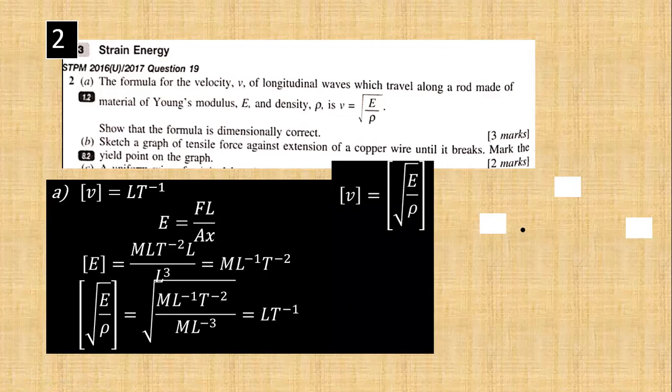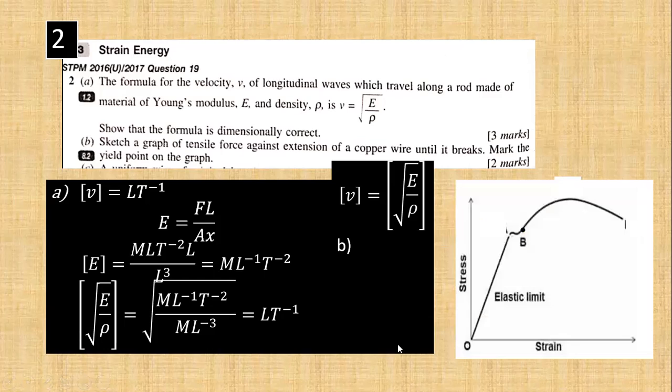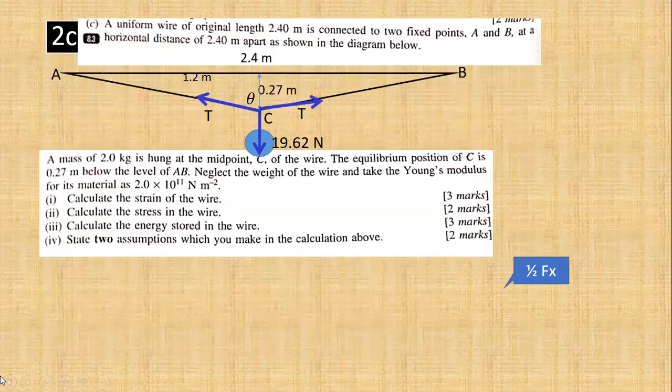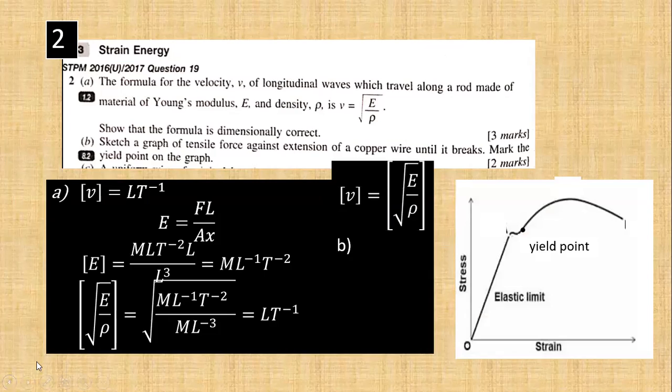Sketch the graph of tensile force against extension for copper wire until it breaks. Mark the U point on the graph. That's all. Right? And then change this stress to force, that's all. This one change to extension. Right? It's the same, whether it's stress strain or force extension. Right? That's your U point. Okay with that? Change that to force. Change that to extension. Okay? The U point is that point there.